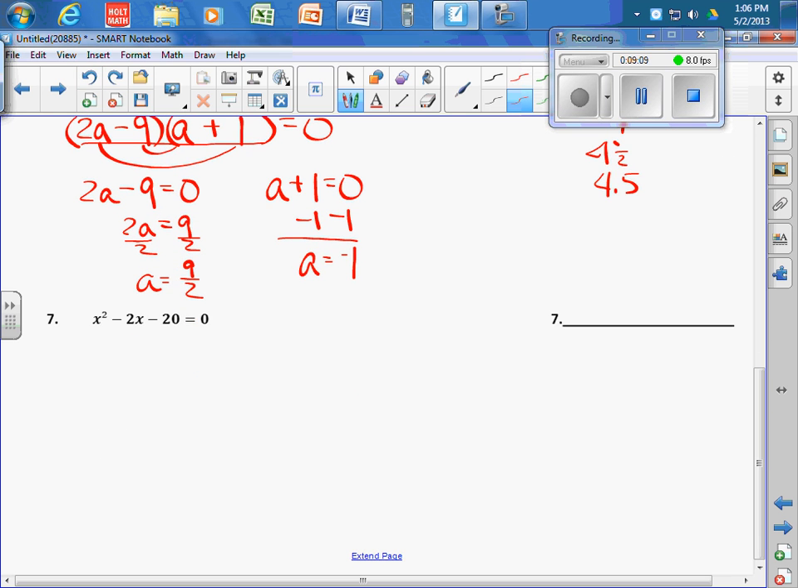X squared minus 2x minus 20. Are there factors of negative 20 that add up to negative 2? Well, we have 1 and negative 20, negative 1, positive 20. We have 2 and negative 10.